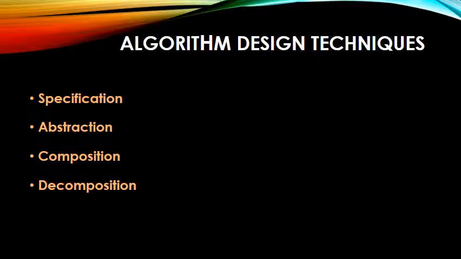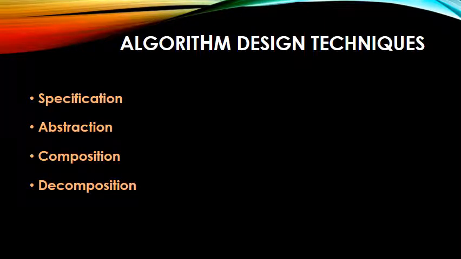Next, algorithm design techniques. So, algorithmic designing techniques have 4 basic principles like first, specification. So, the first step in problem solving is to state the problem precisely. So, the specification of an algorithm consists of the name of the algorithm, the input property and the desired input-output relation.